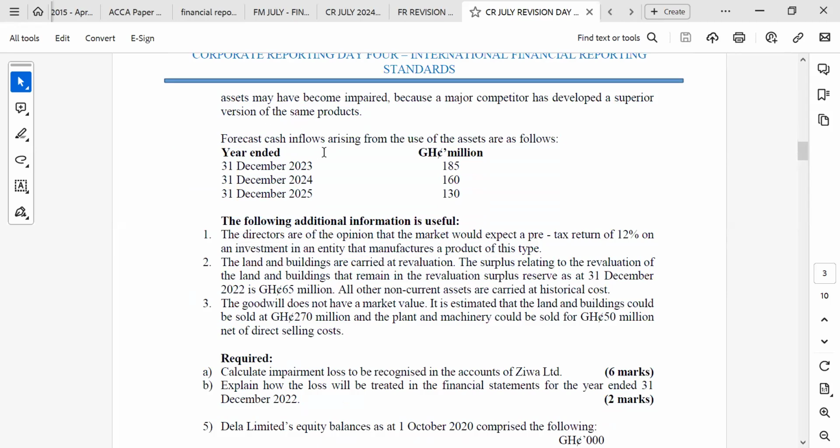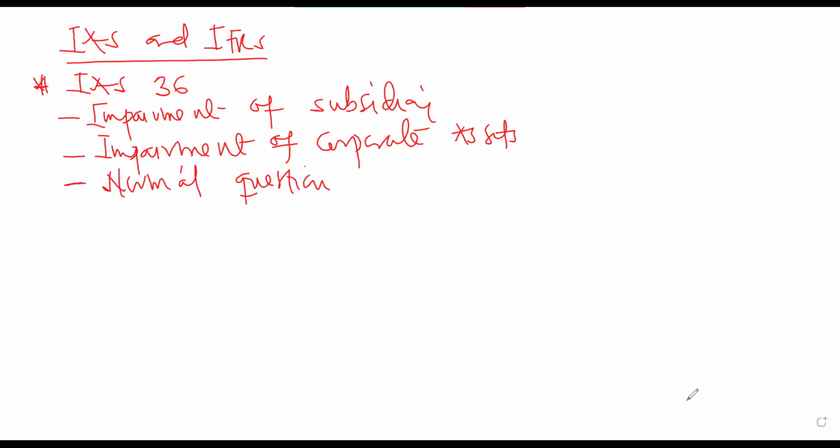Your corporate reporting question is going to be like this. They are not differentiating between corporate reporting and financial reporting, especially in terms of the standards. So IAS 36 can also be there.